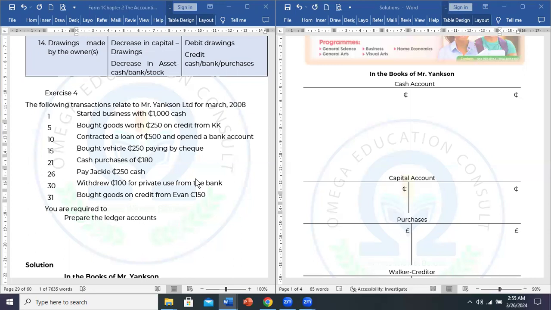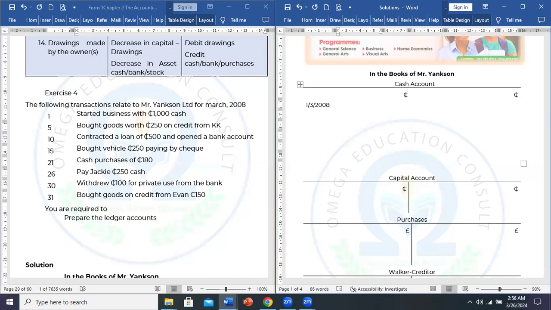Okay, so anytime you see the owner making investment, we all saw that capital comes in and then the asset. In this case, the asset is the cash, right? So we open capital account, we credit it, and then we debit the cash. Okay. So on the debit side of the cash account, remember to put in the date, and here the date is 1st March 2008.